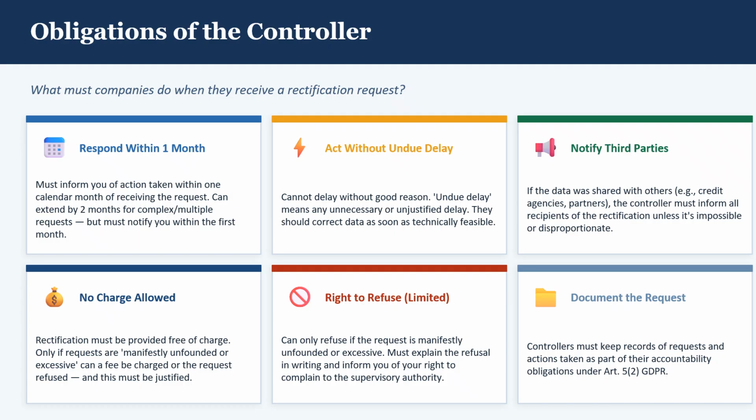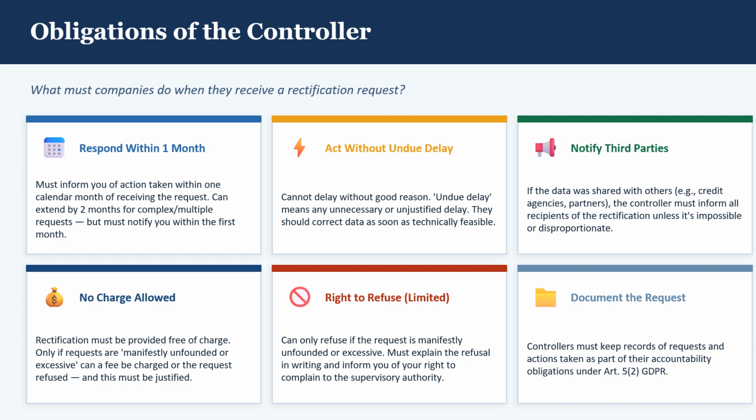2. Act without undue delay. The word undue is important here. It means no unnecessary delay. Once they know what needs correcting, they should fix it as quickly as technically possible. Bureaucracy is not an excuse.